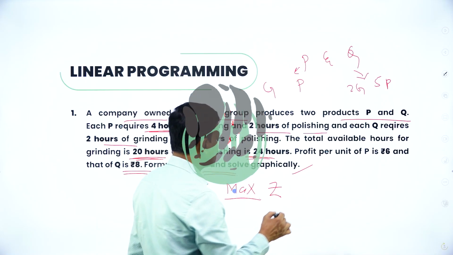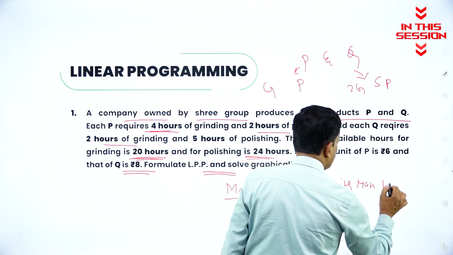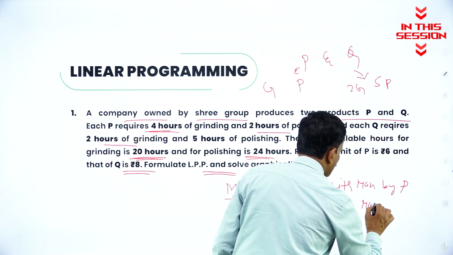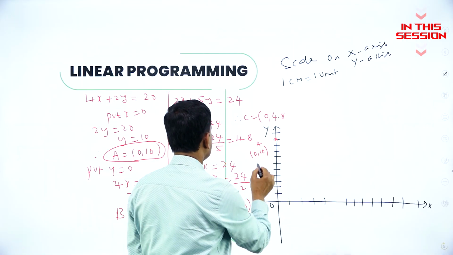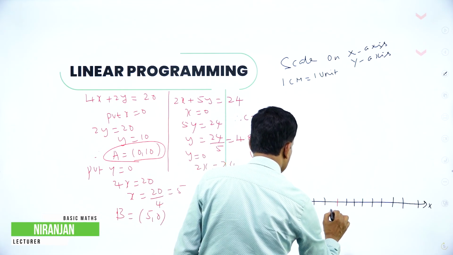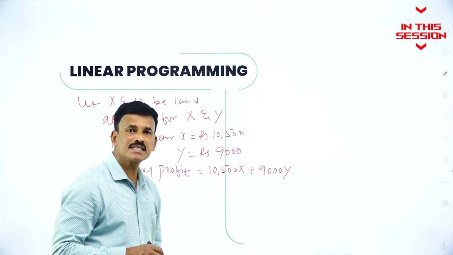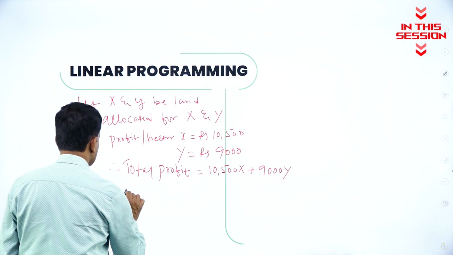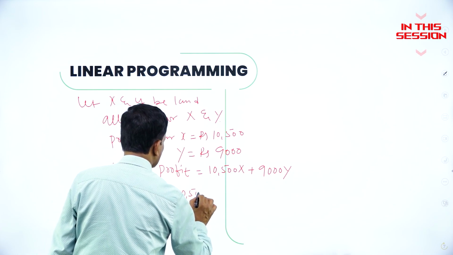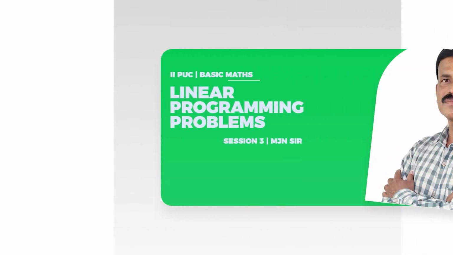Now let us represent x and y. Let x be the units manufactured by P, and similarly y units is manufactured by Q. So first point is 0, 10. Second point is 5, 0, this is B. Since it is a maximization, therefore the objective function is max z equal to 10,500 x plus 9,000 y.